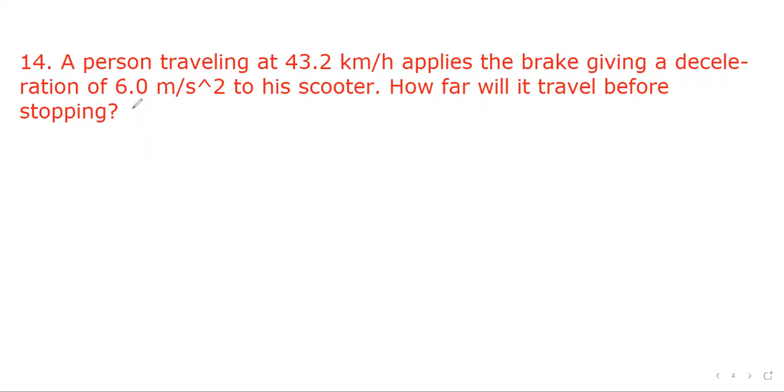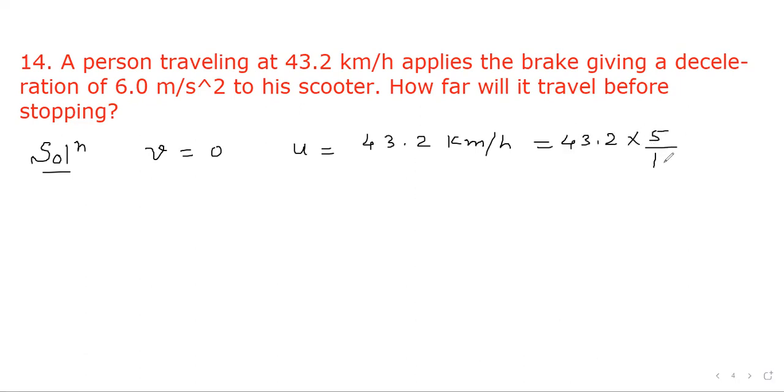Question 14. A person traveling at 43.2 kilometers per hour applies the brake, giving a deceleration of 6 meters per second square to his scooter. How far will it travel before stopping? Simple question. Here final velocity V will be 0. Initial velocity is given 43.2 kilometers per hour, which will be equal to 43.2 into 5 by 18 meter per second. So if we evaluate it, it will become 12 meter per second.